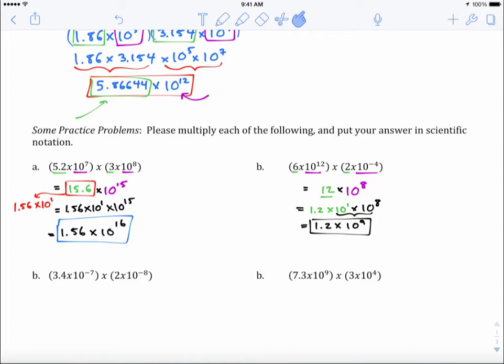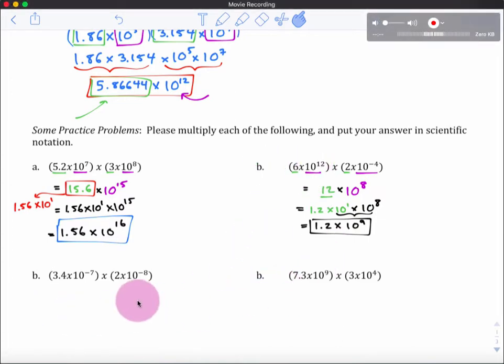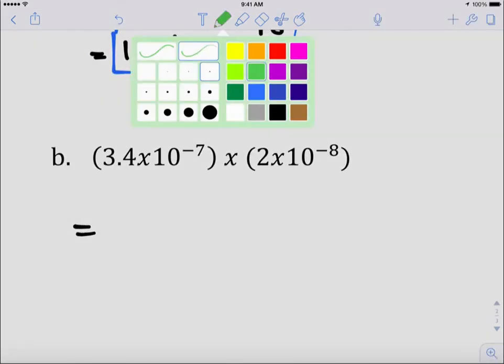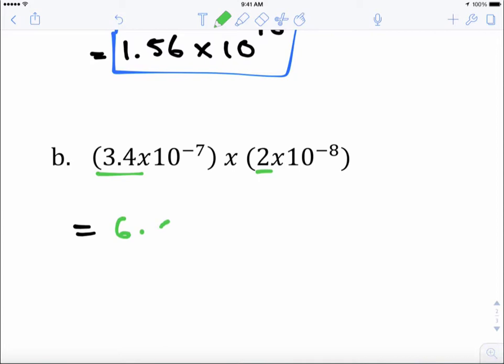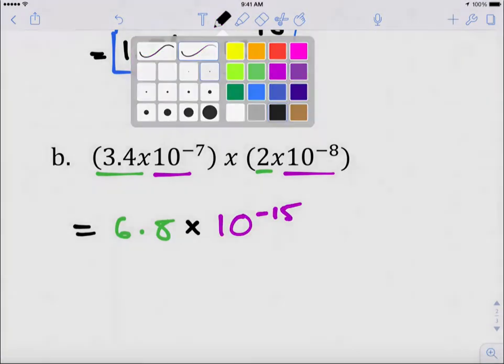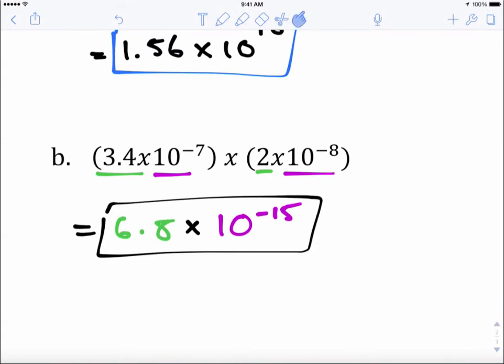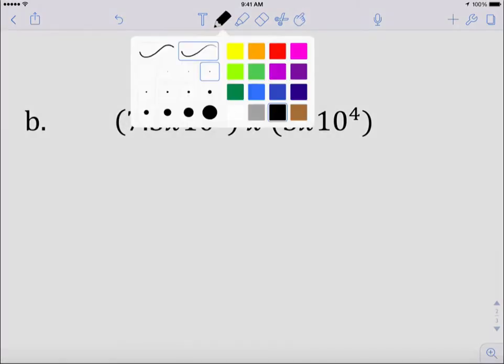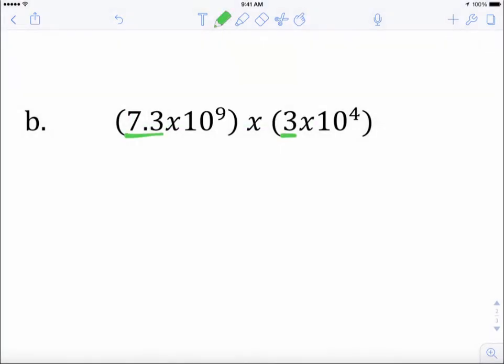All right, I guess all three of these are called B. Oops. So for the second question B, I think we're going to end up with, let's see, 3.4 times 2 is 6.8, and 10 to the negative 7th times 10 to the negative 8th is going to give us 10 to the negative 15th power, and we're done. That's it. 6.8 times 10 to the negative 15th power. There you go. Moving on, our last question B, if you will. I can immediately see that we're going to have some issues here because 7.3 times 3 is 21.9, which is definitely not in standard form.